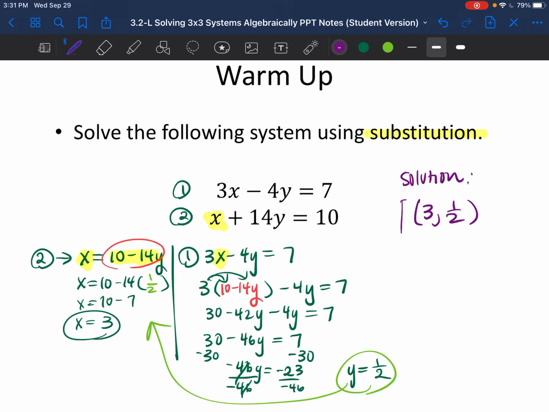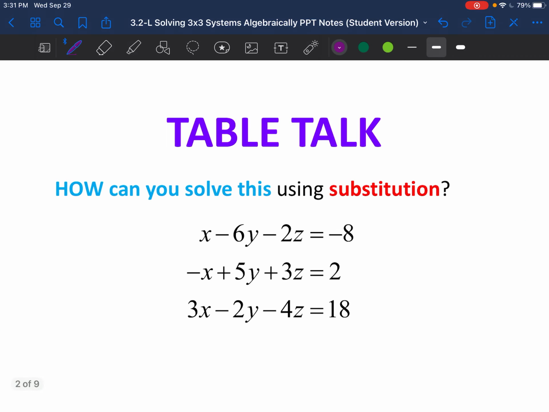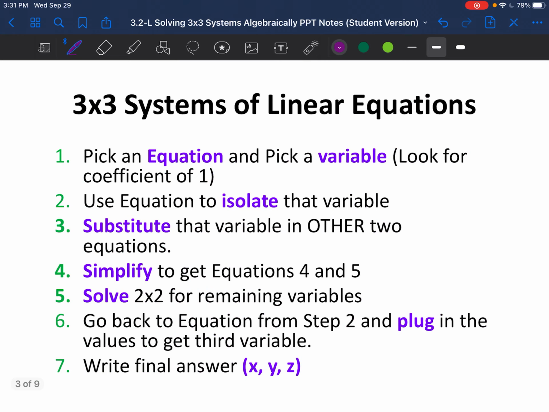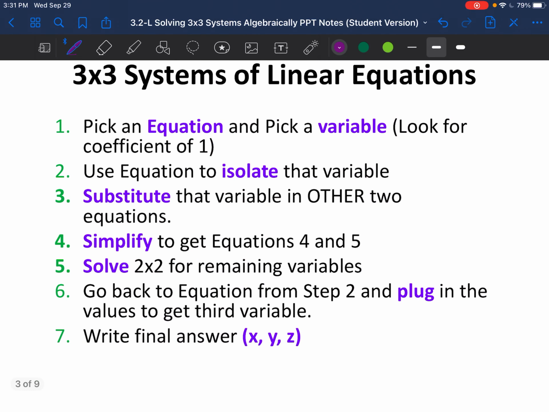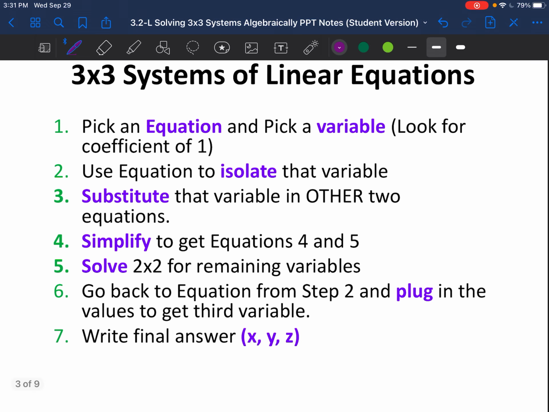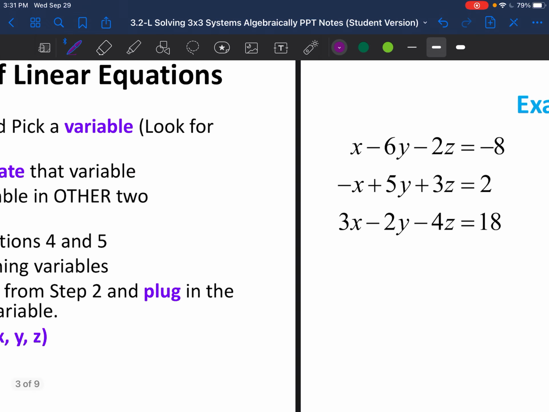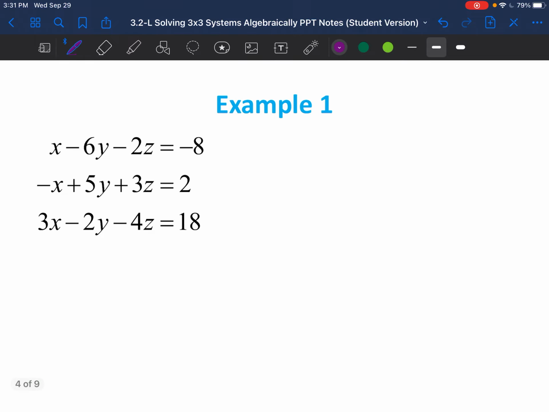We follow these same steps when we have more variables. And so here's your list of steps. You pick an equation, pick a variable, use that equation to isolate that variable, substitute that variable, and then you'll see you're going to be left with a 2x2 system. So here's the list of steps. I'm going to go through them on this example.